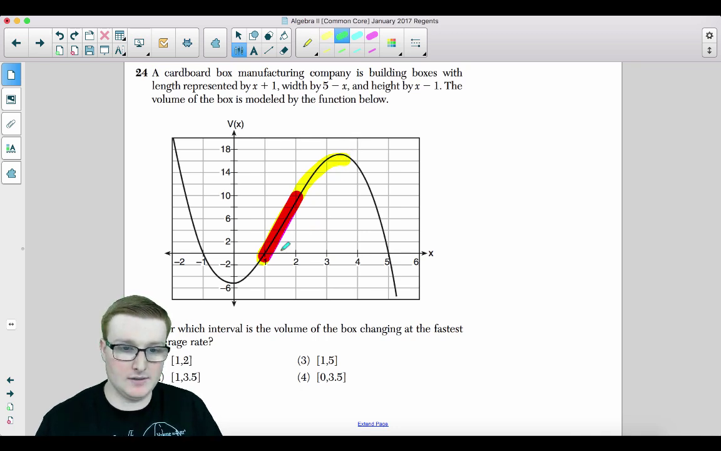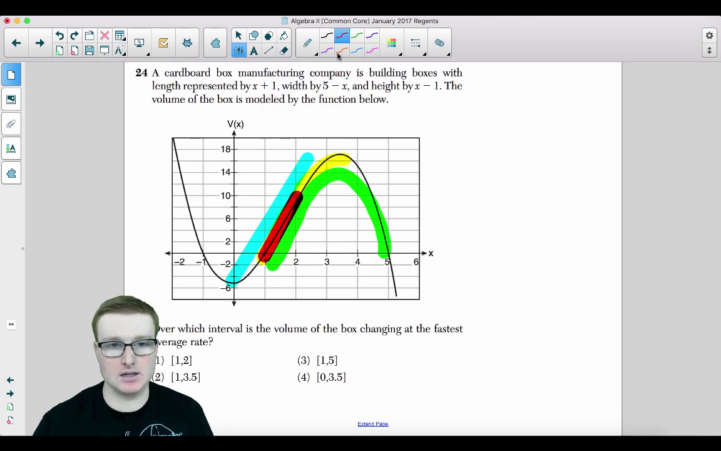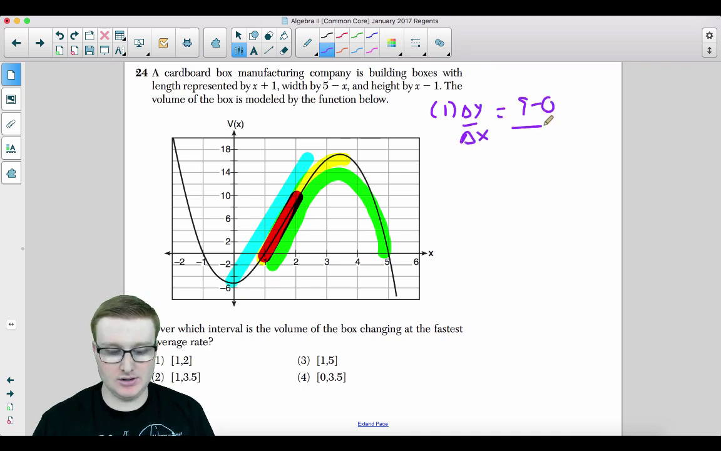Then we got from 1 to 5. Okay, well, that's certainly not the answer, because it goes positive then negative. And from 0 to 3.5. All right, we need to calculate the slopes again. Annoying. Choice 1, change in y over change in x. That's going to be 9 minus 0 over 2 minus 1. Your answer is 9.